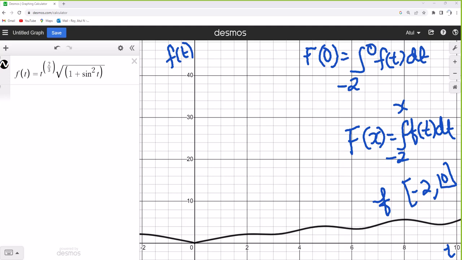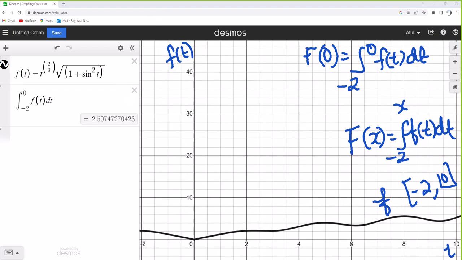We can have Desmos calculate it by simply asking it to give us the integral from -2 to 0 of function f, and you can see right here I have defined the function. So this is like 2.5075. That's about this area, from -2 to 0.